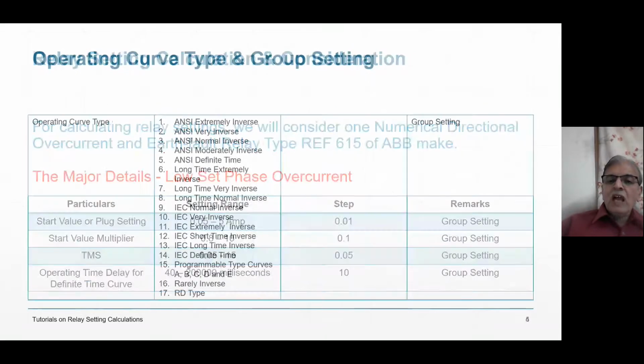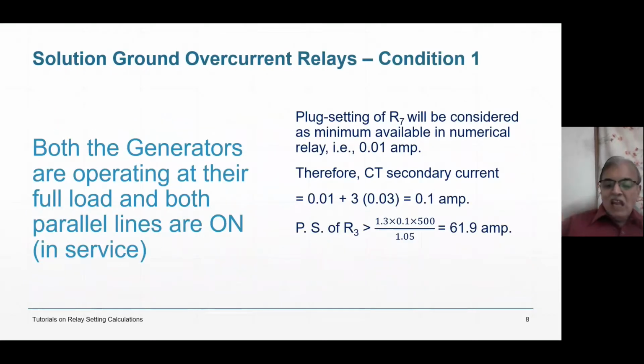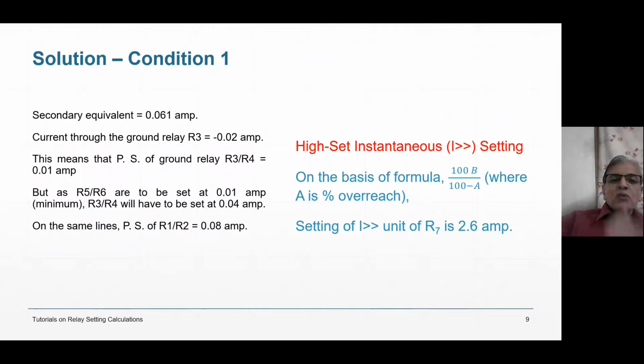So if I calculate for R3 and R4, my calculation goes like this: 61.9 ampere is the plug setting of R3, 1.3 divided by 1.05 of the plug setting of R7. Now, 61.9 if you take to secondary, because CT ratio is 1000/1, it is 0.061. And if you deduct 0.09, that is the requirement of excitation current of CTs, it takes me to minus 0.02 ampere. Now you cannot set the plug setting at minus 0.02 ampere. Therefore, minimum 0.01 ampere once again I can consider.